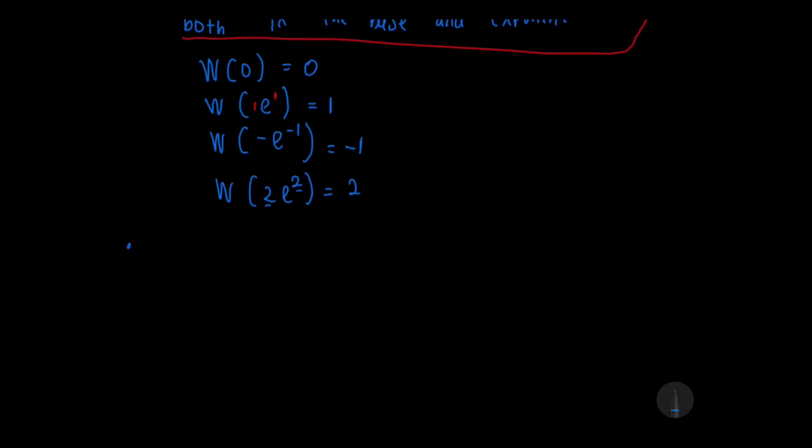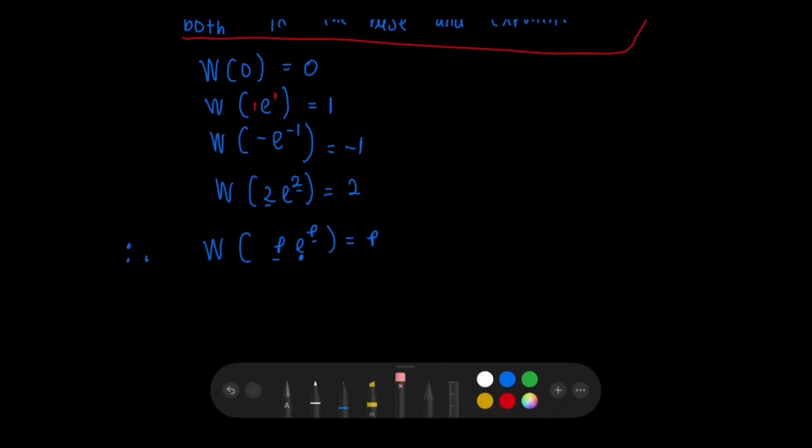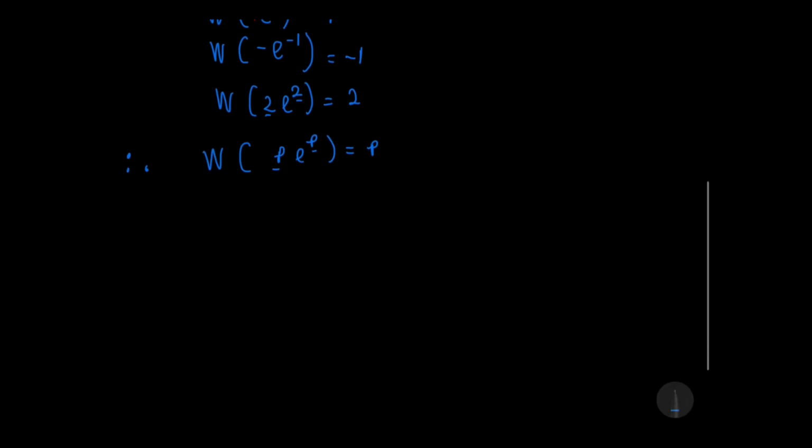So let's generalize this. Whenever you have the Lambert function of something times e to the power of that something, this is equal to that something. You must have e here. So let's solve our question. We had this equation, and let's solve it.